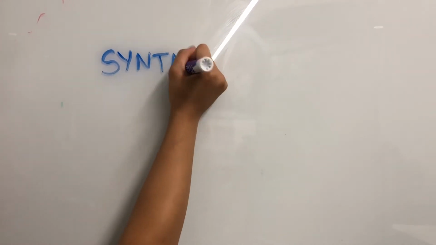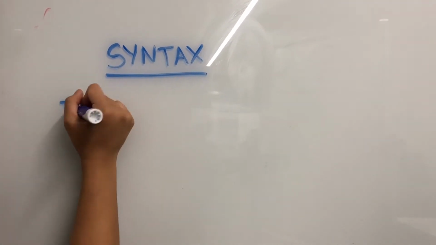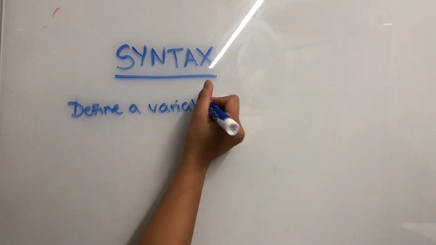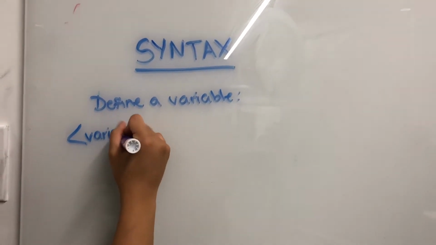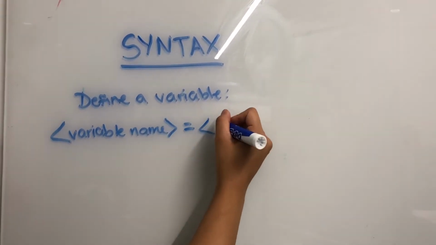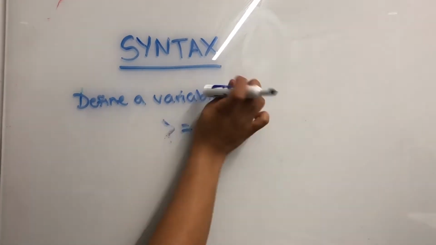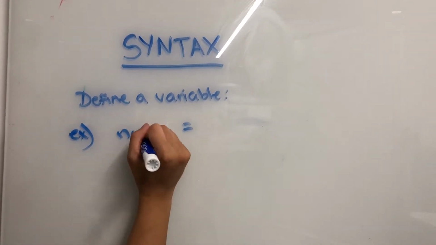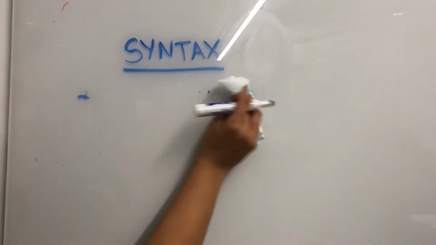Alright, now let's talk about syntax. So the first thing I want to talk about in syntax is defining a variable, very similar to Python in that you'll want your variable name, then the equal sign, and then whatever value you have. For example, just number = 1.